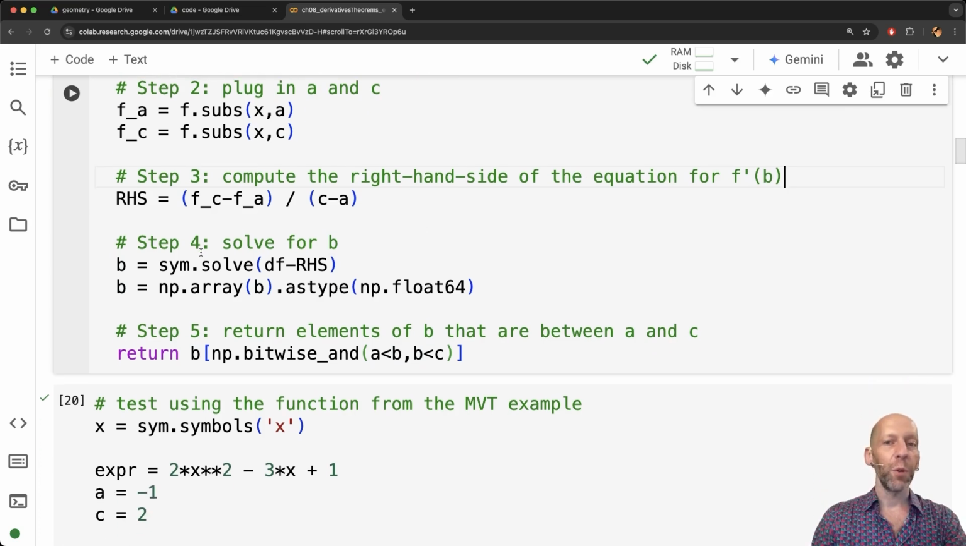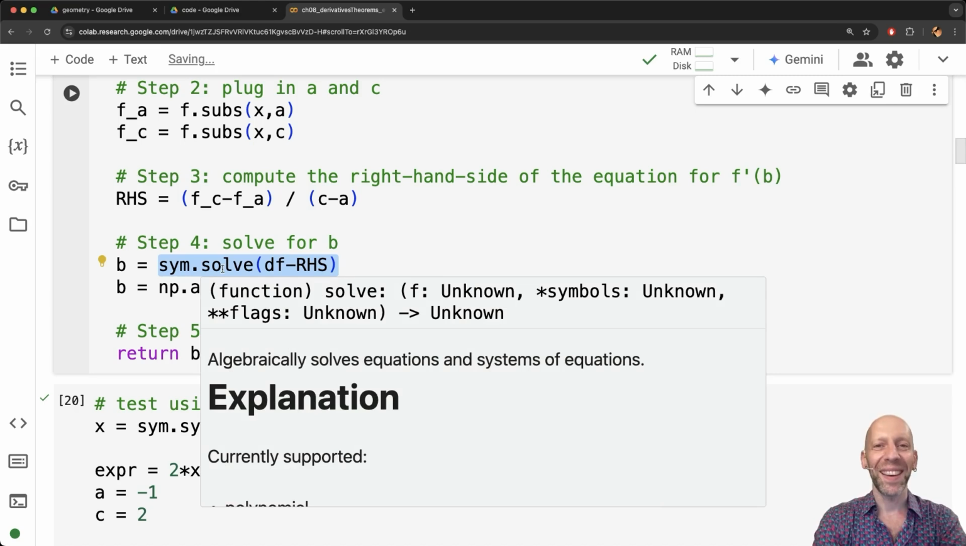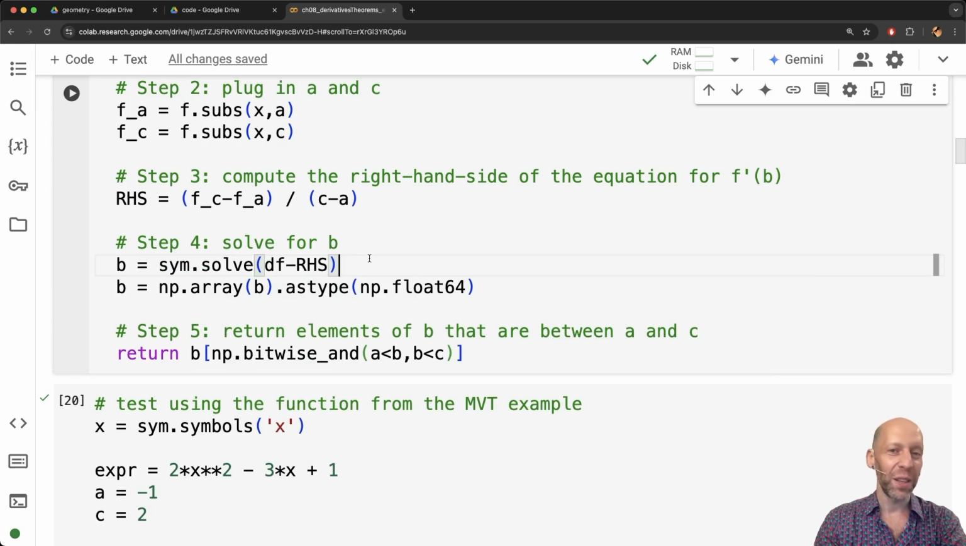Okay, and then step 4 is to solve for b. So here I use sym.solve. And now I don't know how many times you've seen sym.solve so far, but quite a few. So you know that there are several ways to use this function, but the way that I tend to use it is if you have something like this. So the equation that you're trying to solve for is something that looks like this.